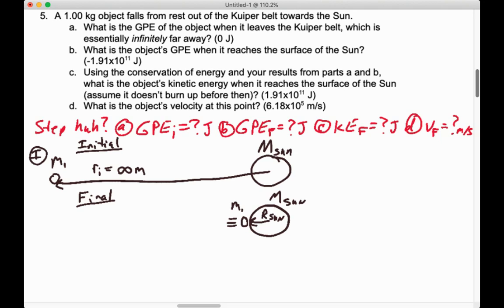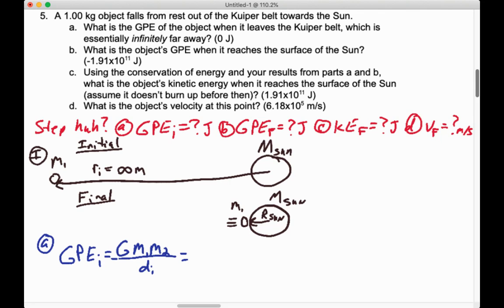So now, part A. We want to figure out what our initial GPE is. GPE initial is equal to, well, what's our formula for GPE? It is G mass 1 mass 2 over the distance. Let me call it distance initial, because we're dealing with the initial situation. And I forgot something, shame on me: I forgot the minus sign. It's not actually going to matter for this one, but it should be there anyway.